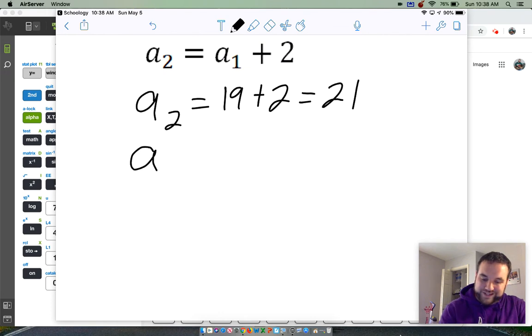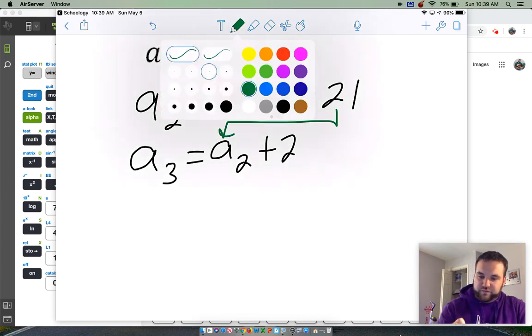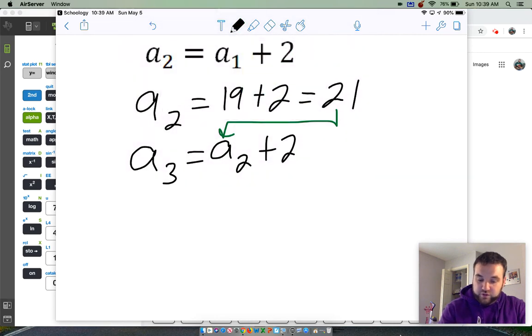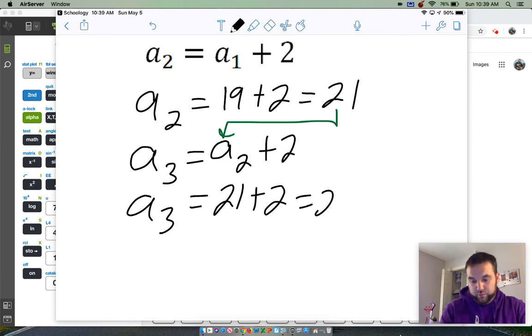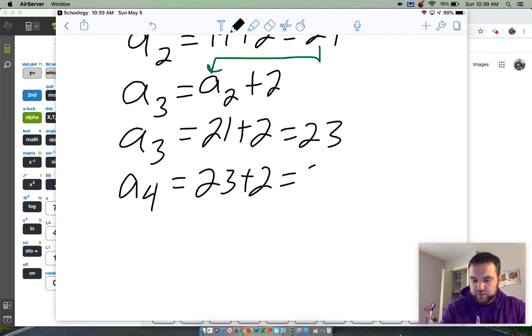Okay. Well, to get the third term, I'm not plugging in the number 3. I need to take the second term and add 2. Well, the second term we just figured out is 21. So to find the third term, I'm going to take 21 and add 2, which is 23. And then this pattern keeps going. If you want to find the fourth term, take the previous term, 23, and add 2 to get 25. And this goes on and on and on, like so.